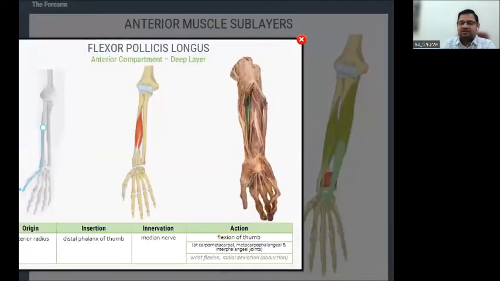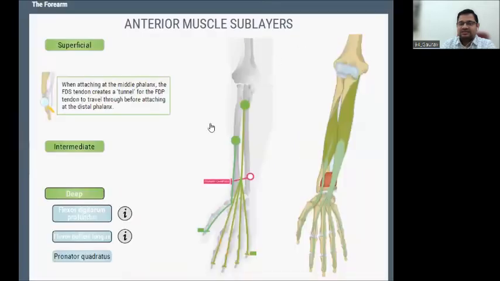It is again a muscle of the deep compartment. Origin will be the anterior radius. Insertion will be on the distal phalanx of the thumb. Median nerve, and flexion of the thumb will be its action. So this is the flexor pollicis longus.